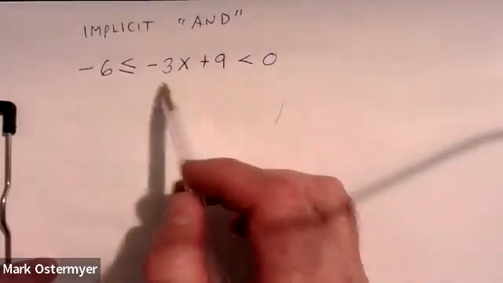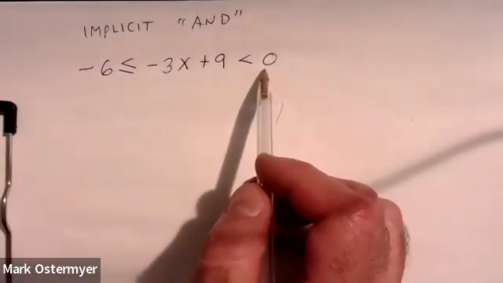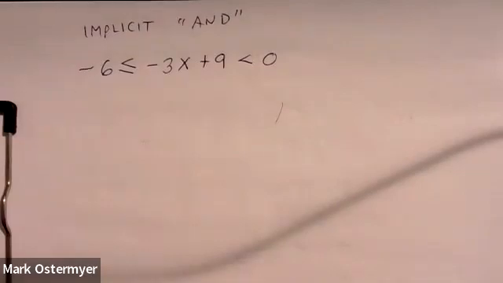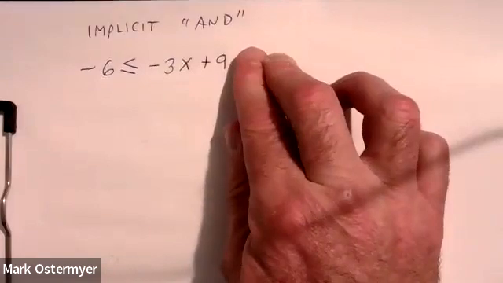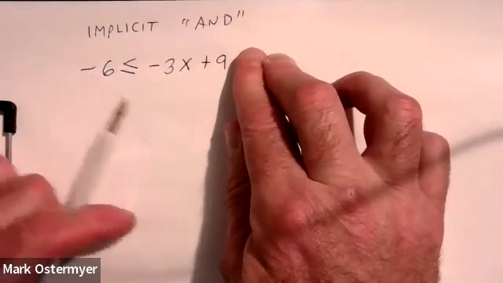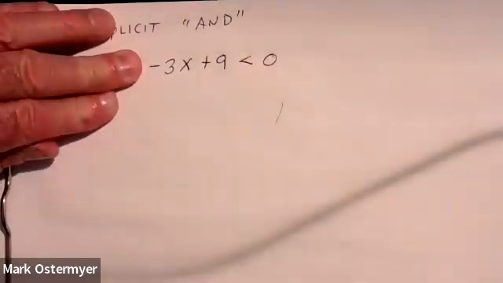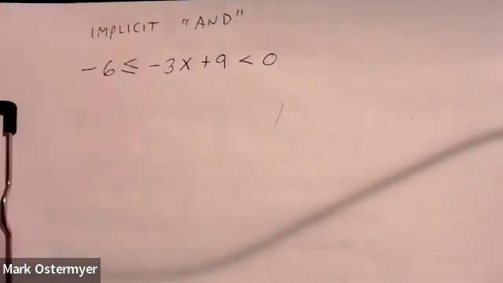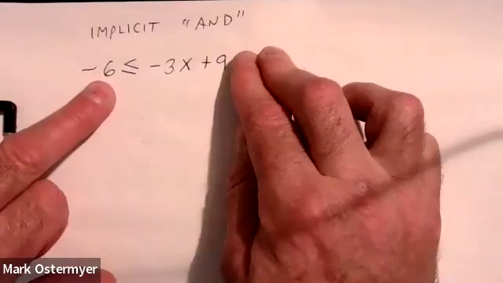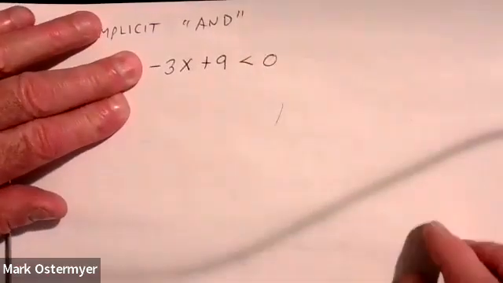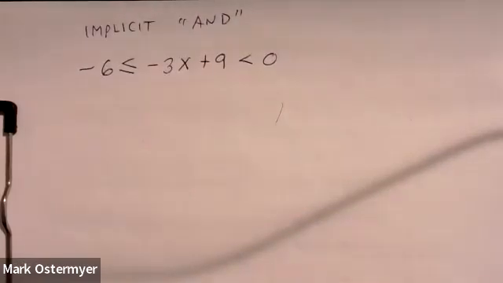This is called an implicit compound "and" inequality because we don't see the word "and." And yet, the way we read this would still inject the word "and" into the situation, because this is how I would read this. This is to be read as 3x plus 9 is greater than or equal to -6, and at the same time must be less than 0. That's how you read this. Read it again: 3x plus 9 must be greater than or equal to -6, and at the same time, it must be less than 0. It is an implied compound "and" inequality.